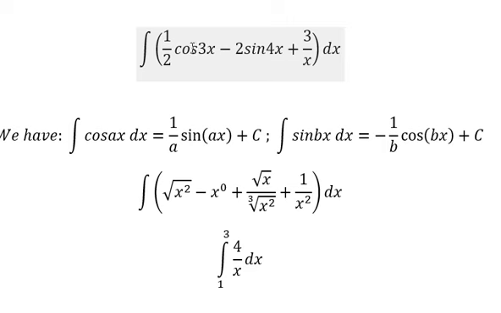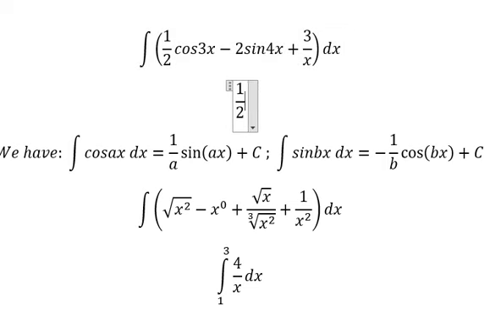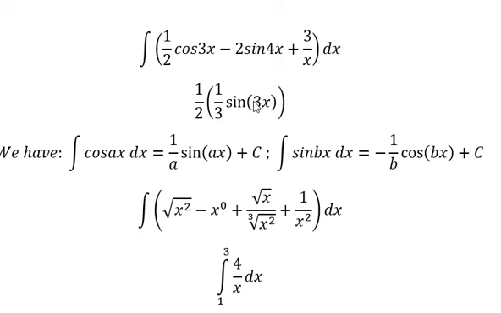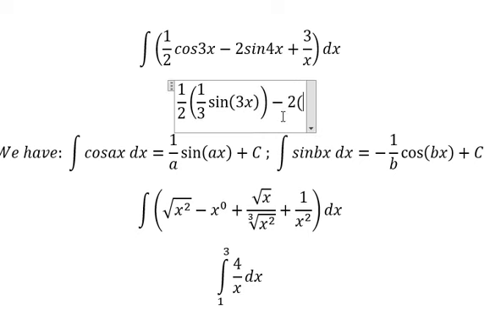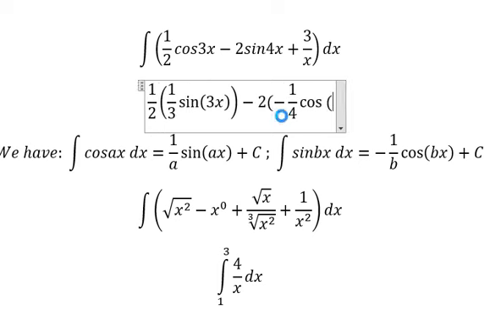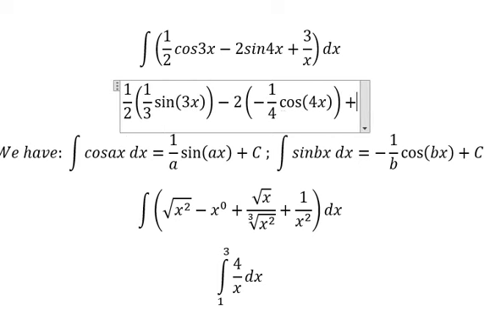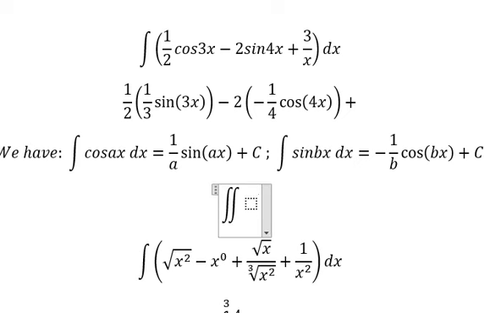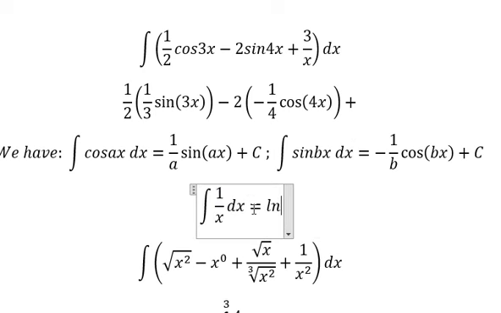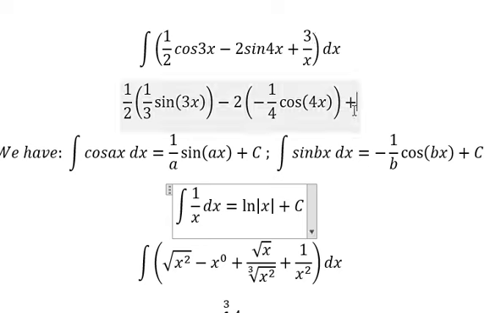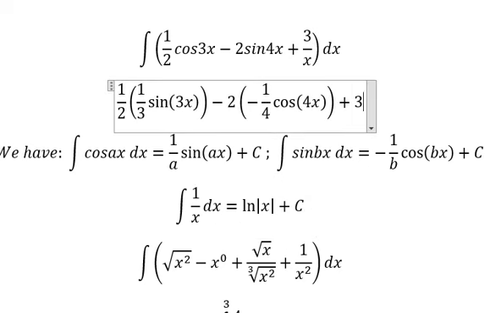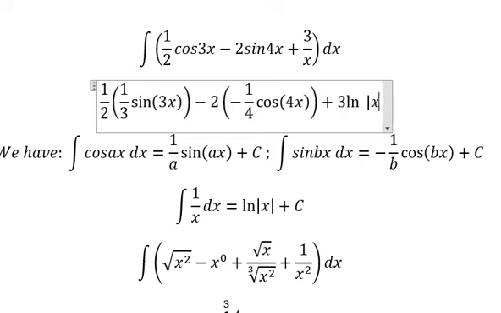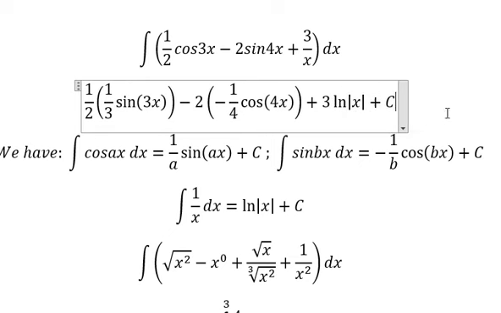So this one, that is 1 over 3 sine 3x. This one, that is negative 1 over 4 cosine 4x. This one we have the formula in here. So that is number 3 over Ln of the absolute value of x, and I will put c.